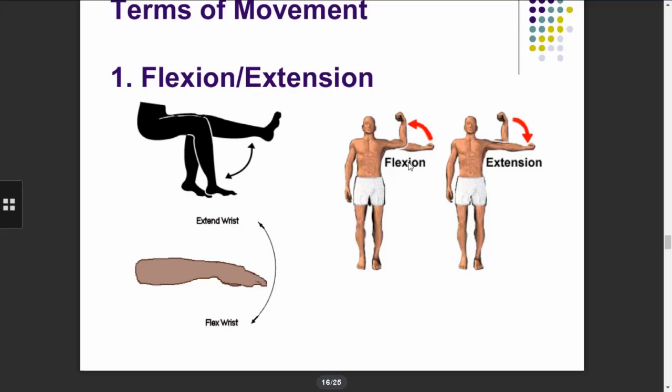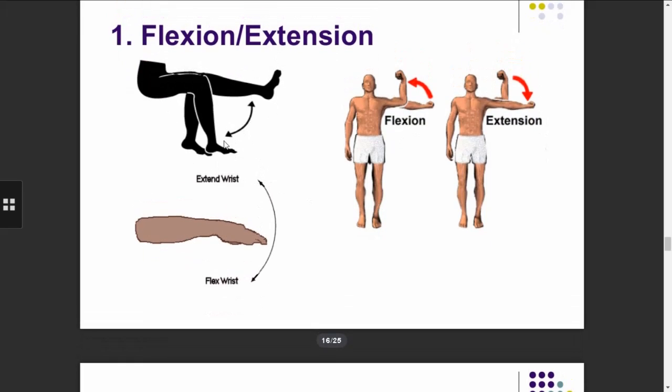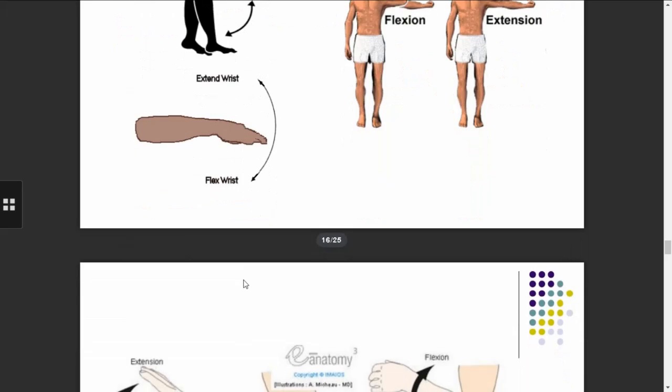We can flex the arm by the contractile property of the biceps. We can extend the arm by the contractile property of the triceps. This one, extended wrist, it is going upward, and flexed wrist is going downward.